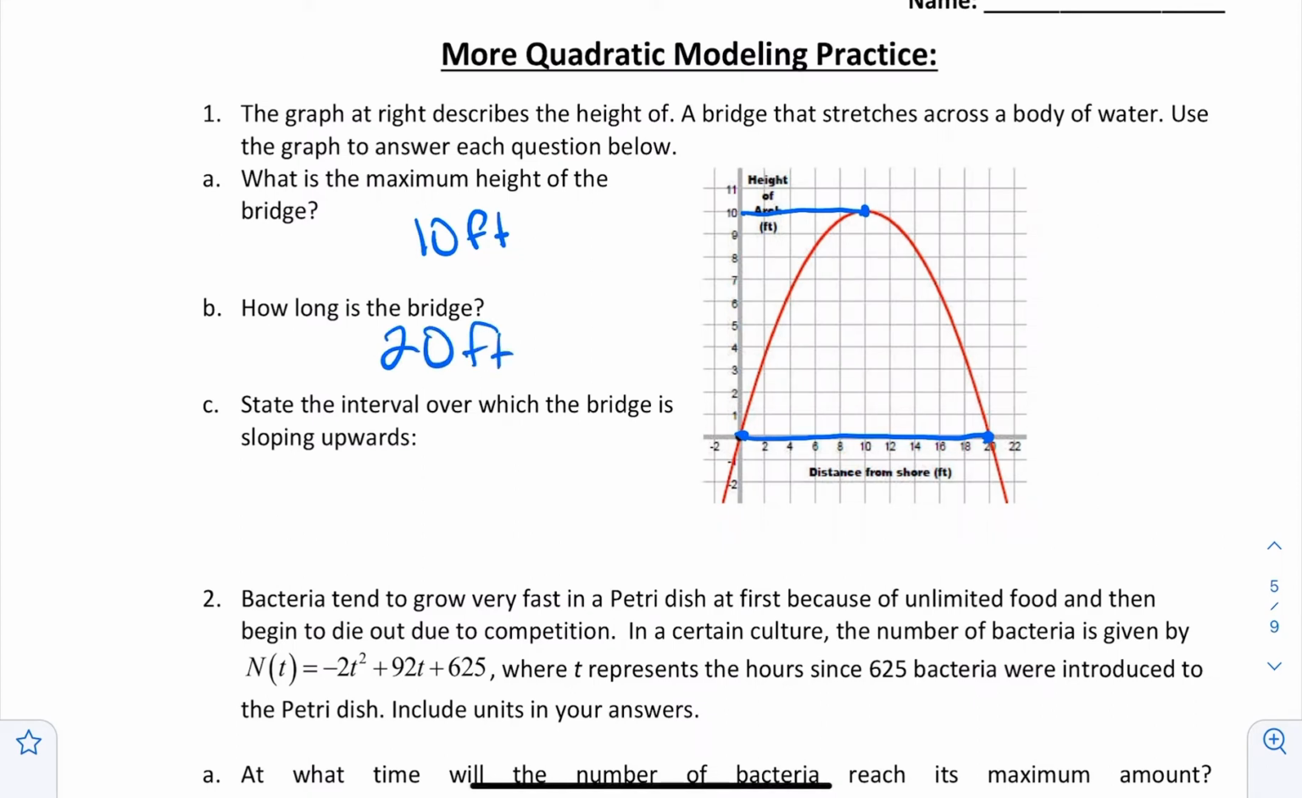And then if I want to know the interval for which the bridge is sloping upwards, it looks like this is my drawing of my bridge, and I am going up from where I start all the way to my maximum. So from 0 feet all the way to 10 feet, I am increasing. So from 0 to 10 feet is the interval that I'm increasing. Again, we look at the picture, we look at the scenario, how does the graph connect to the scenario, and then we pick and choose the pieces we need.